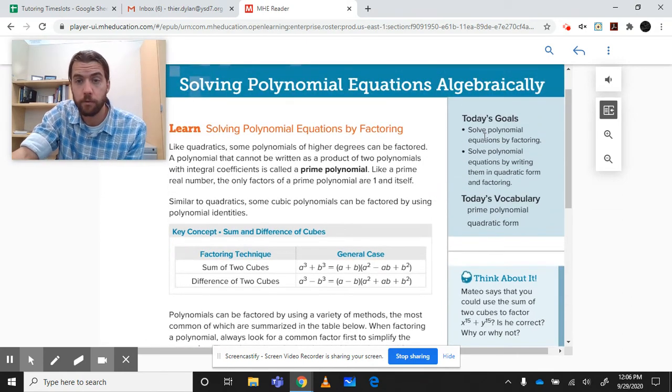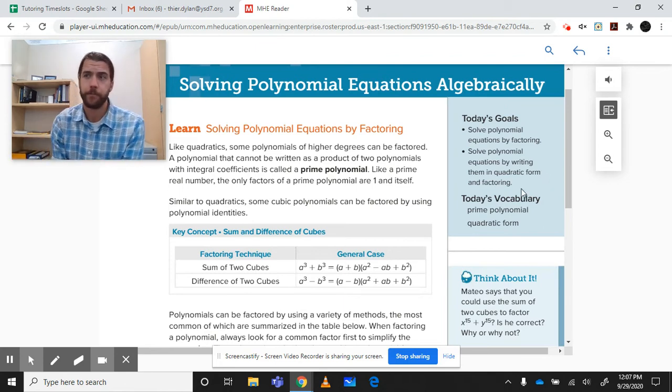Other than that, let's just review today's goals. So we want to be able to solve polynomial equations by factoring. We want to solve polynomial equations by writing them in quadratic form and factoring. So we'll get into what quadratic form means. It's a pretty cool idea, really.